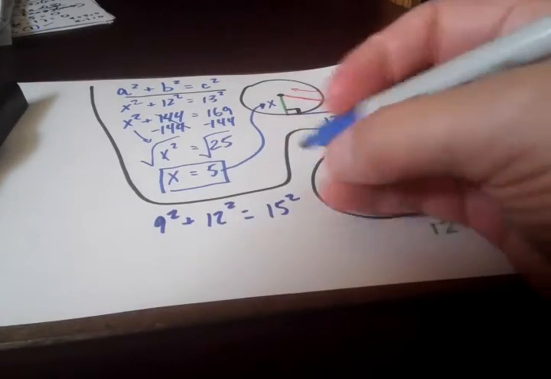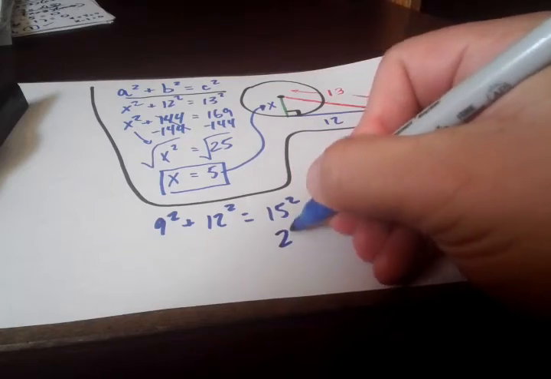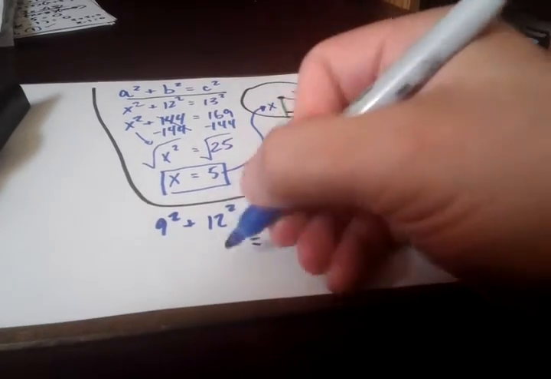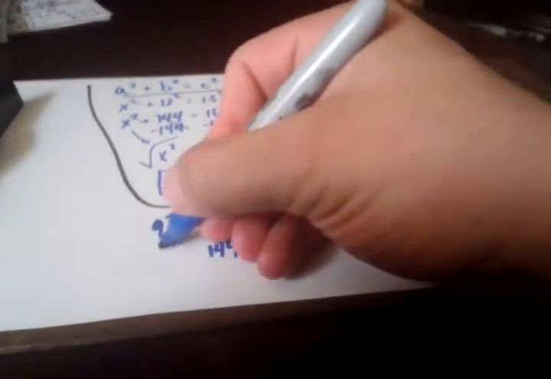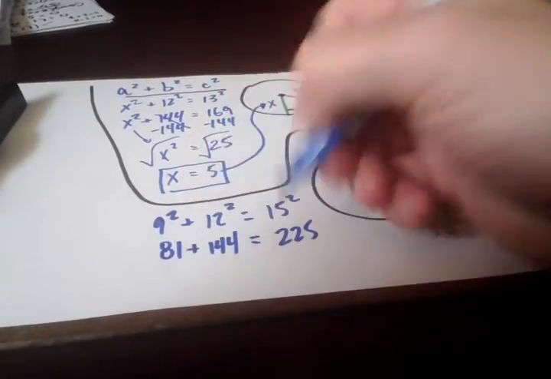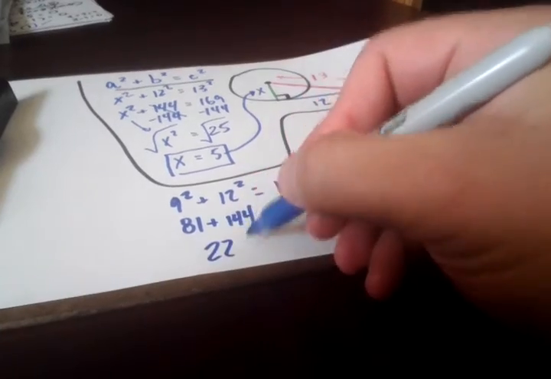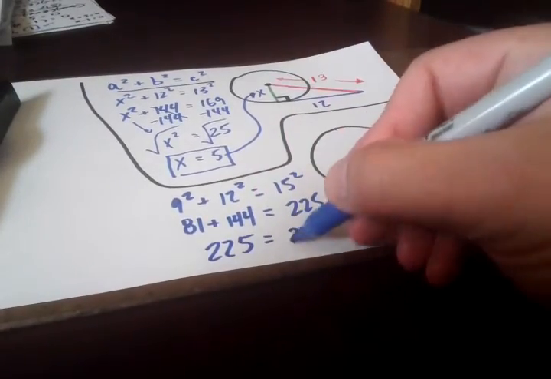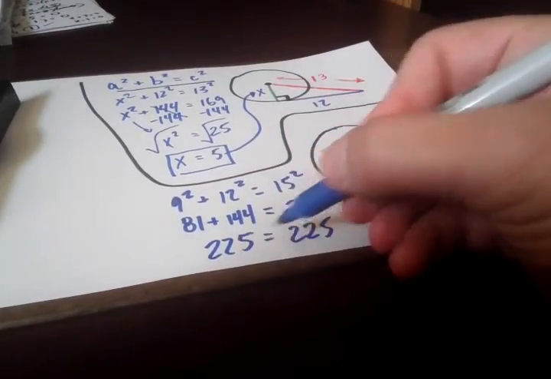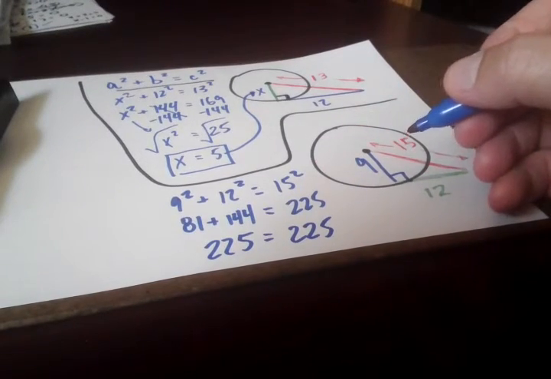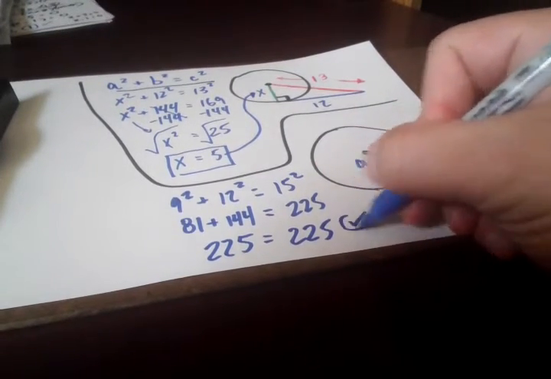So use your calculator. 15 squared is 225. 12 squared is 144. And 9 squared is 81. Go ahead and add 81 plus 144 in your calculator. It is 225. So in this equation, we got 225 equals 225. Is that true? Well, yes it is.